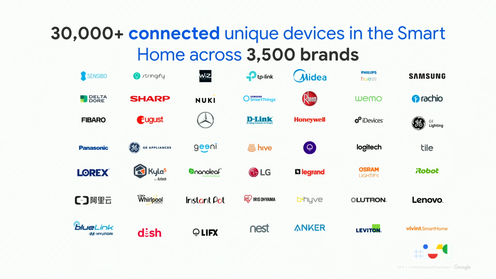Through this very simple method to integrate devices into the Assistant and have users control them, we have grown exponentially since 2017. In fact, we work with over 30,000 unique devices among 3,500 brands. We encourage you to join us and to integrate if you haven't done so already. And a great place to start is the Smart Home 101 talk that some of our friends gave earlier this morning.